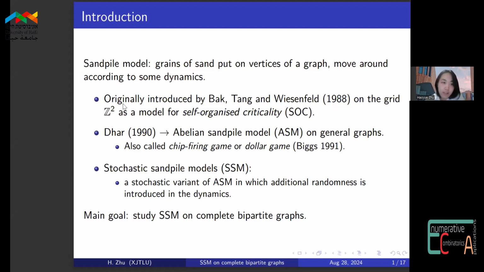Firstly, the sandpile model was initially introduced in the study of self-organized criticality, and then it was developed into the Abelian sandpile model. We call it ASM on general graphs. This is also called the chip-firing game or dollar game. We also have stochastic sandpile models, which we call SSM. This is a stochastic version of the ASM because we add additional randomness. Our main goal is to study the stochastic sandpile models on complete bipartite graphs.